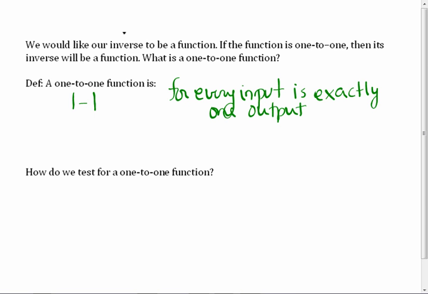So for every student in here, there has to be a desk. This is not a one-to-one function, or chair. For every chair in here, there has to be a student. I see some empty chairs. It's not one-to-one.